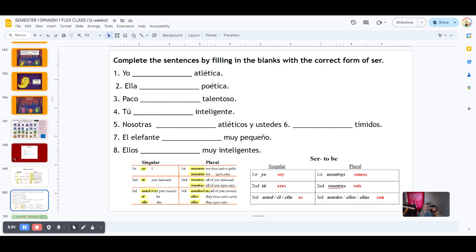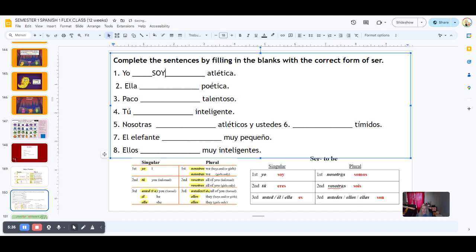So if we look up here at number 1, it says complete the sentences by filling the blanks with the correct form of ser. And we're also going to practice some adjectives today. A lot of the adjectives are cognates. So like number 1 says, yo blank atlética. Yo is I. Okay, so we know that yo and I are the top left. So you come over here to the top left of the verb conjugation chart of ser. So the correct answer would be soy. Yo soy atlética. That means I am athletic.